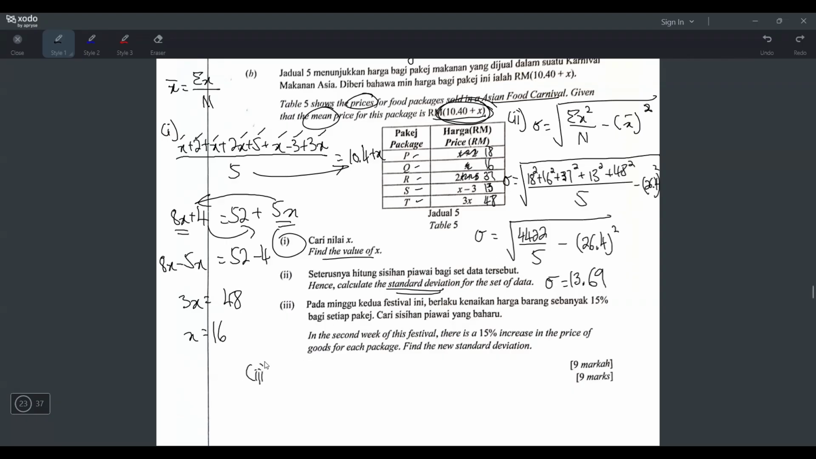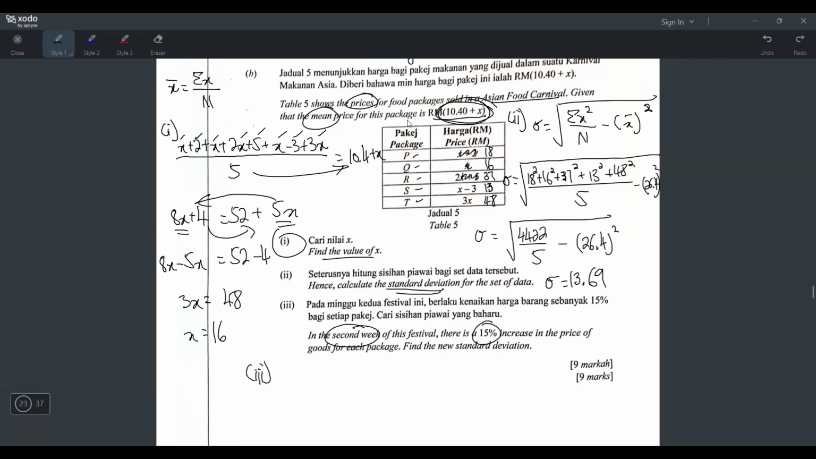Okay, let's do number 3. Let's do it down here. They say in the second week, there is a 15% increase in the price of goods for each package. So all this price change already. All have to increase 15%. And then they say find the new standard deviation. Okay, let me think. 15% increase.